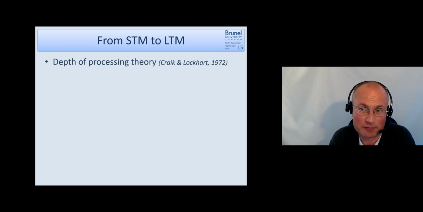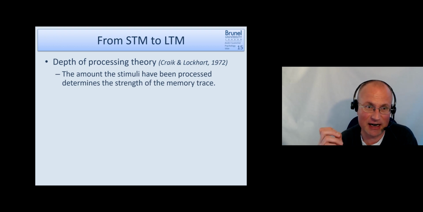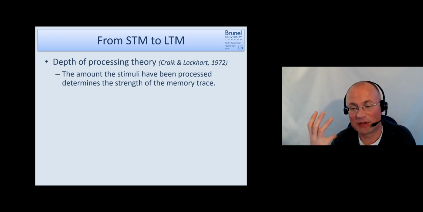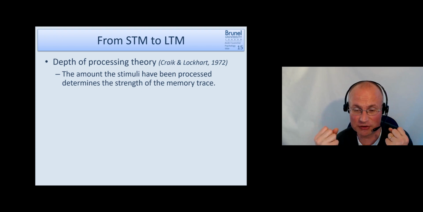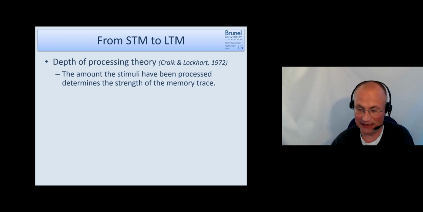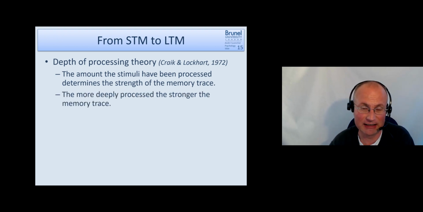What can it be instead? And the alternative idea was proposed by Craik and Lockhart in the early 1970s. And their idea is that it's the amount of processing we do with a stimulus which then results in long-term memory encoding. So if I process stimuli more, longer, more intensely, the memory trace gets strengthened and it's better encoded. And so the more deeply we process something, the stronger the memory trace is. That's where the name depth of processing theory comes from.